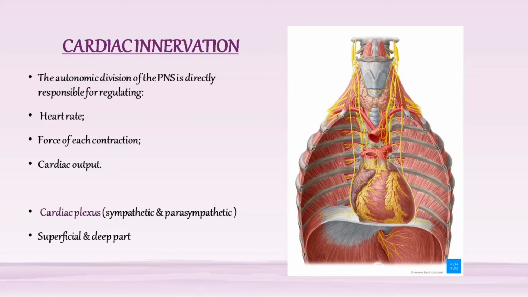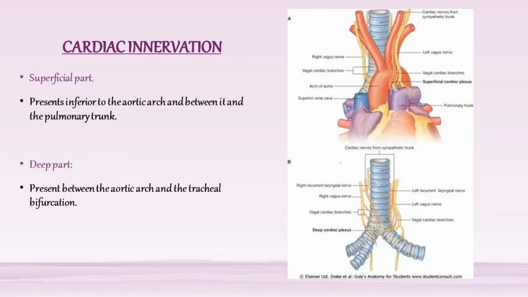And the sympathetic and parasympathetic divisions supply the heart through the cardiac plexus, which is situated below the arch of aorta. Now this cardiac plexus has a superficial part and a deep part. You have to remember the location of the superficial and deep parts.